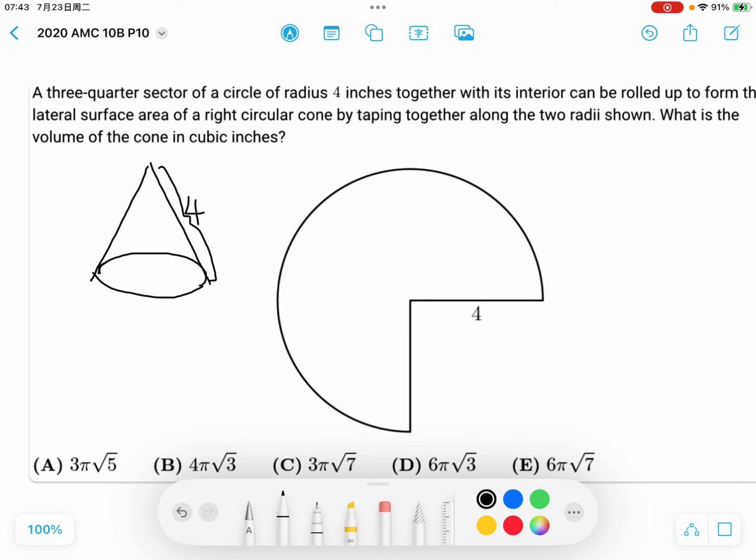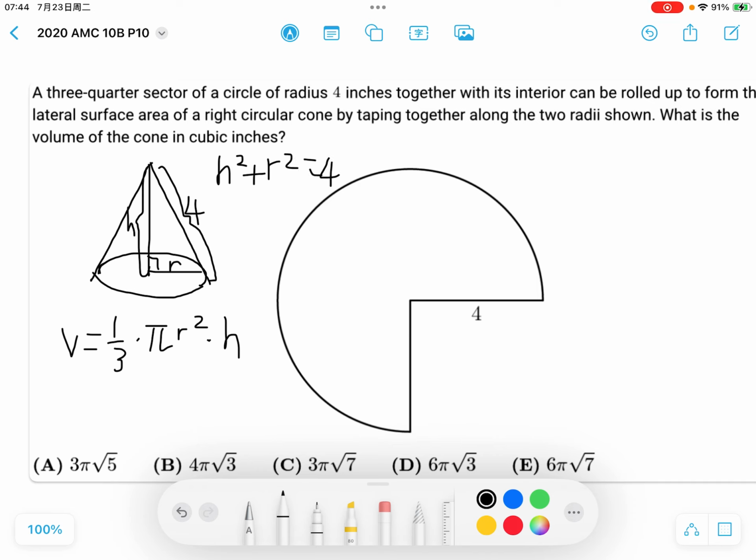However, we want to figure out the volume of this cone. So the volume is 1/3 times the base. The base is just pi r squared, if we let the radius be r, and the height. So this is the right angle, and this side here is h. Now we can use the Pythagorean theorem. We know h squared plus r squared equals 4 squared.